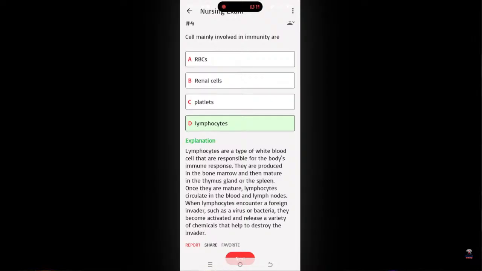They are produced in the bone marrow and then mature in the thymus gland or the spleen. Once they are mature, lymphocytes circulate in the blood and lymph nodes. When lymphocytes encounter a foreign invader, such as a virus or bacteria, they become activated and release a variety of chemicals that help to destroy the invader.